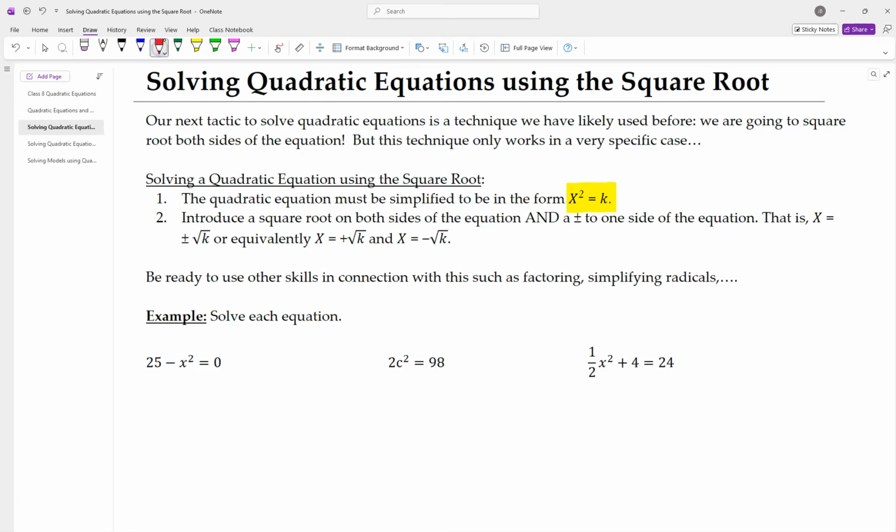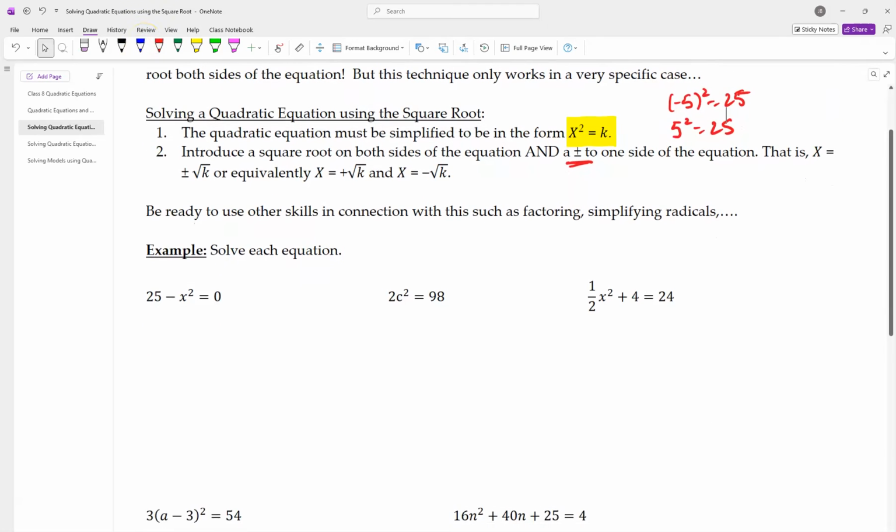The thing that I always remember to point out here is that in addition to introducing a square root on both sides, you need to include a plus and minus on one of them, okay? Because, for example, if we have 5 squared, that's 25, but also negative 5 squared is 25. So we don't know whether the original thing, if we're undoing that, was positive or negative. That's why we need a plus and a minus. Okay, and so then you get 2 solutions, and then you might have to go further. All right, so let's see this in a couple examples.